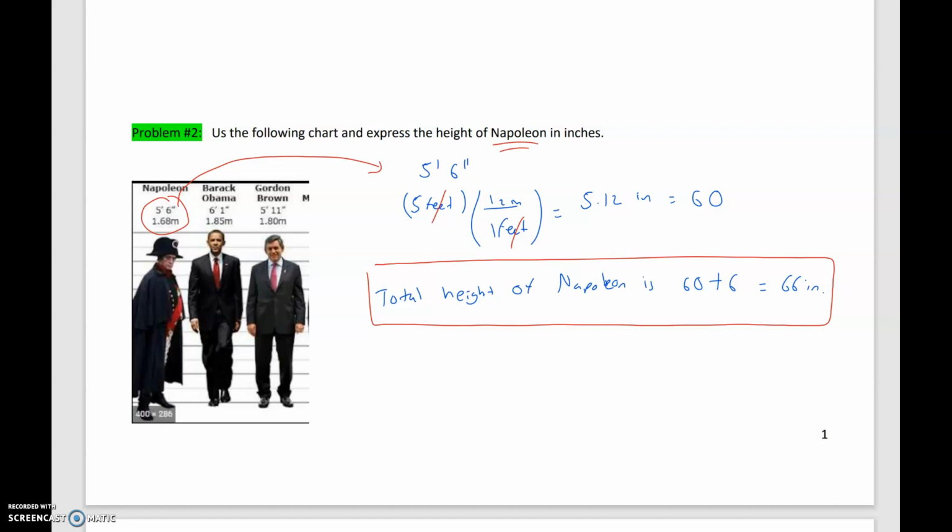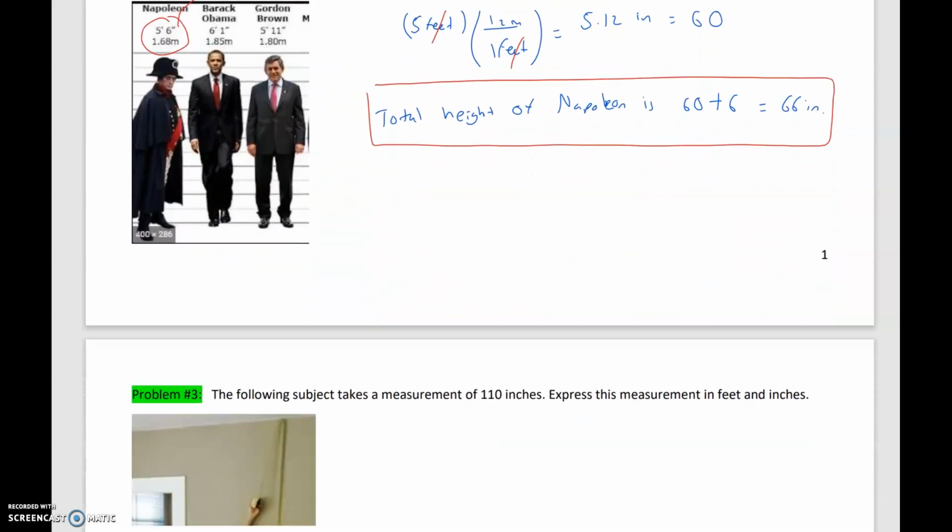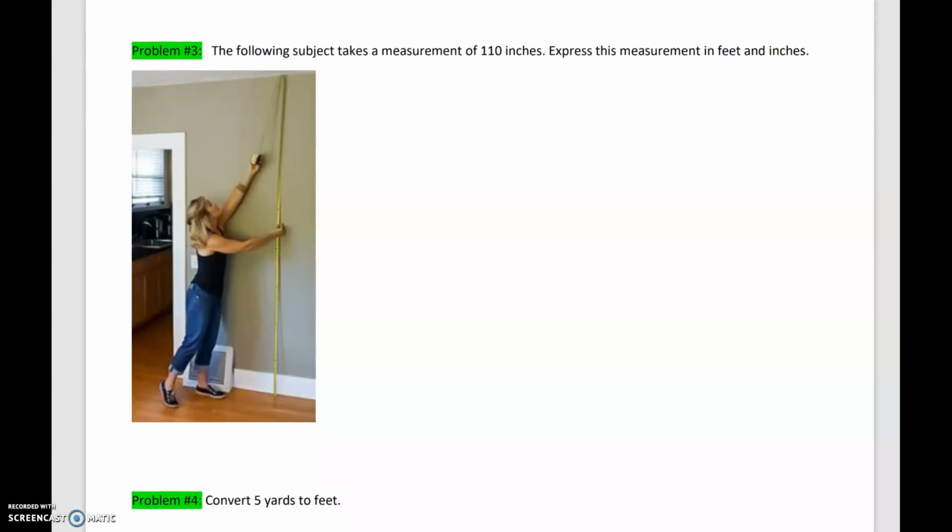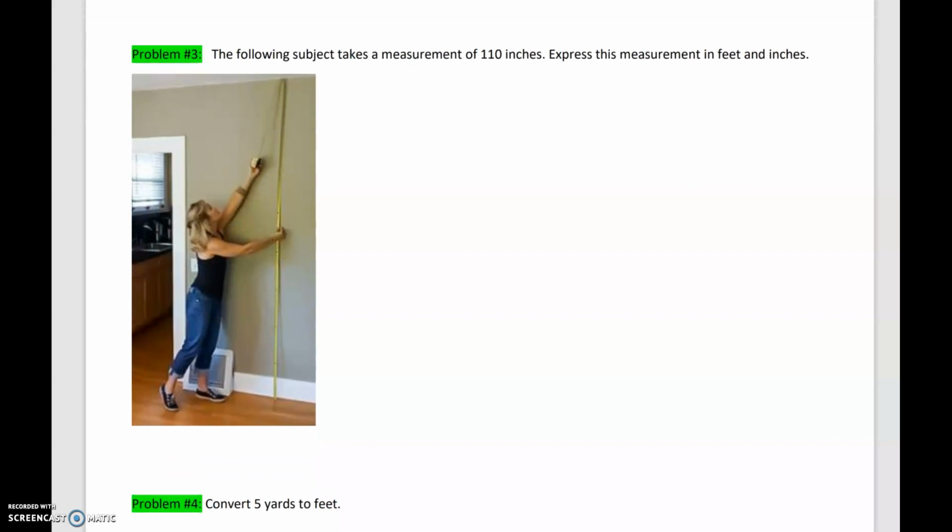Let's take a look at the next problem, in this case problem 3. So take a second and read problem 3. Problem 3, it's a little bit backwards of what we've done, and what they want us to do is basically take the measurement that it was recorded. So here they're saying that this is 110 inches. So let me just rewrite it, and we're looking at 110 inches. And they want us to express that measurement in feet and inches, which is the typical measurement that we're actually looking at.